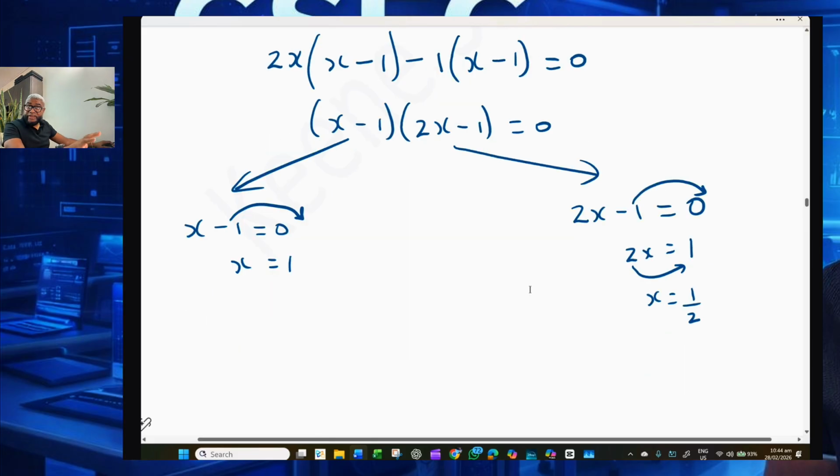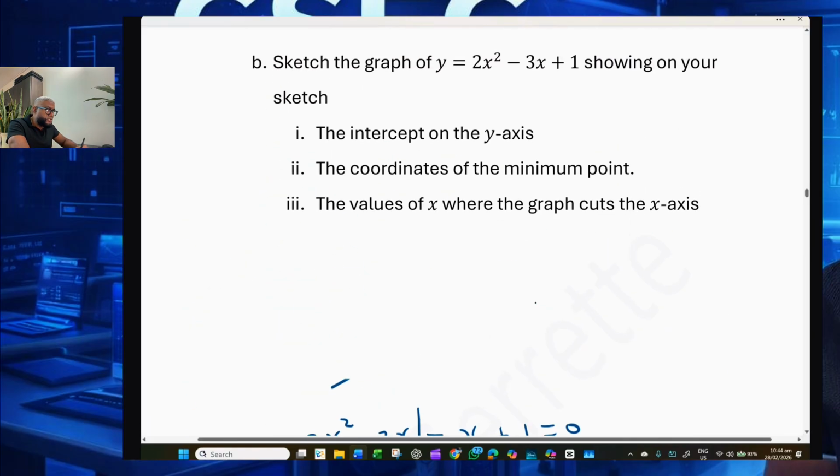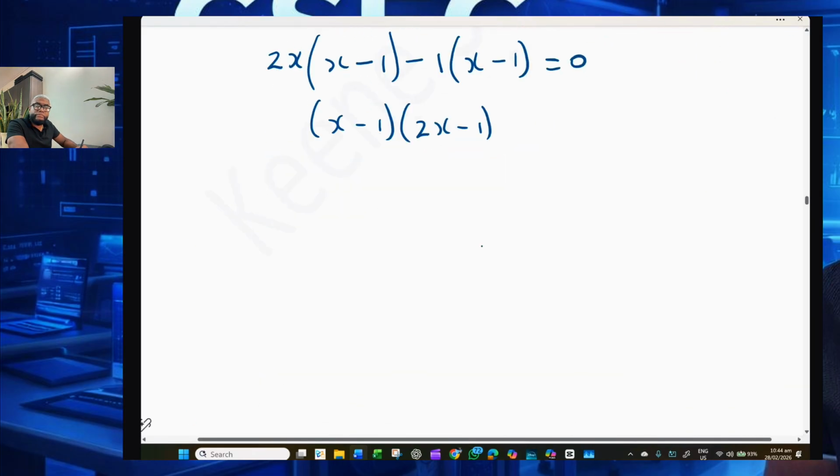These values of x here would be the roots of my quadratic, right, Jordan? The roots of my quadratic function will be x is equal to 1 and x is equal to 1/2. So we put in the roots. Go ahead, Annie.